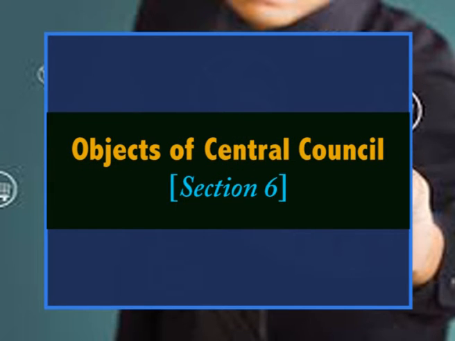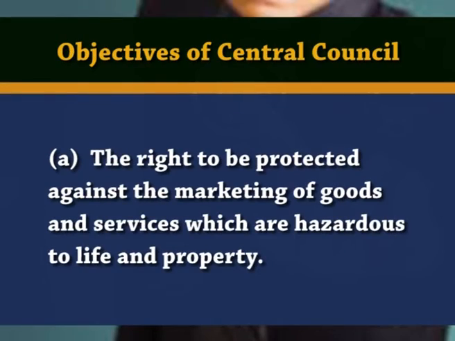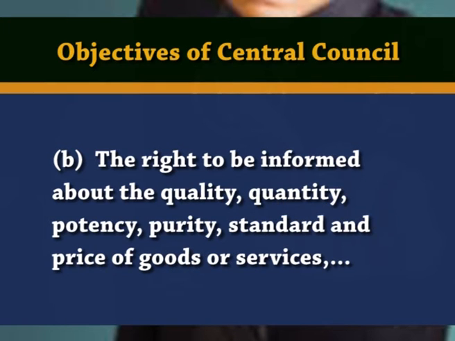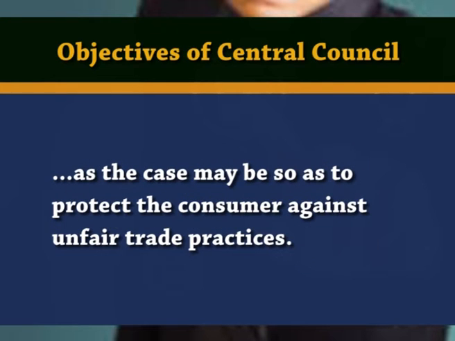Then we will discuss the objects of the Central Council, which is defined in section 6. The objects of the Central Council are to promote and protect the rights of the consumer, such as the right to be protected against the marketing of goods and services which are hazardous to life and property. Then the right to be informed about quality, quantity, potency, purity, standard, price of goods or services, as the case may be, so as to protect the consumer against unfair trade practices.